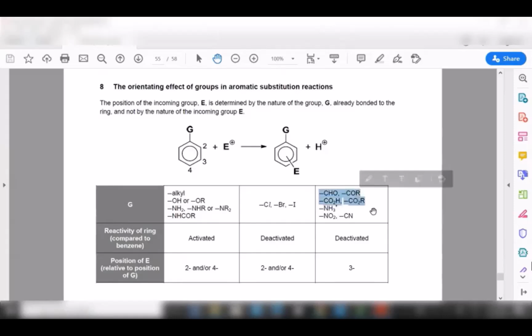These four have the C double bond O. Okay, so there are carbonyl groups. So carbonyl groups are strongly withdrawing, as you may be aware of.